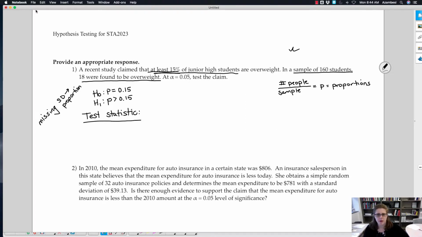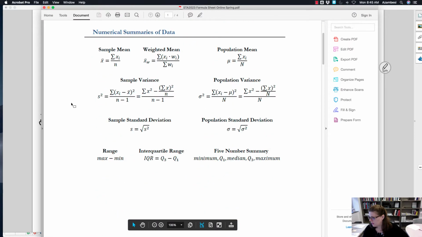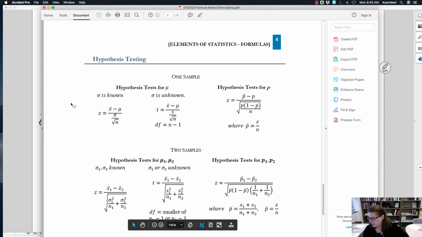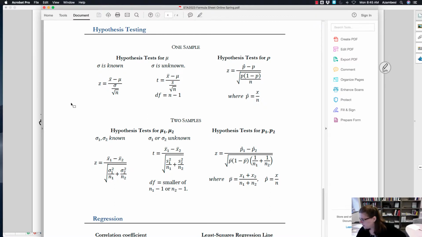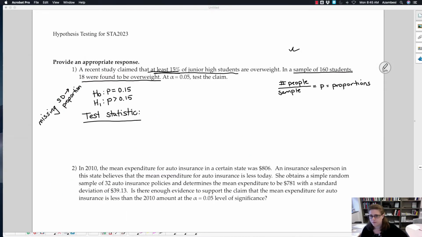If you are using a manual calculator, we have determined that this is a one sample proportions hypothesis test. So if you're using the formula sheet, we are looking at hypothesis testing. One sample proportion hypothesis test are these right here. So this is the test statistic you should be using. P hat is your x over n. So that's how you calculate that value, and the rest is based on P, which is our 0.15 value. So values you need for your calculator.